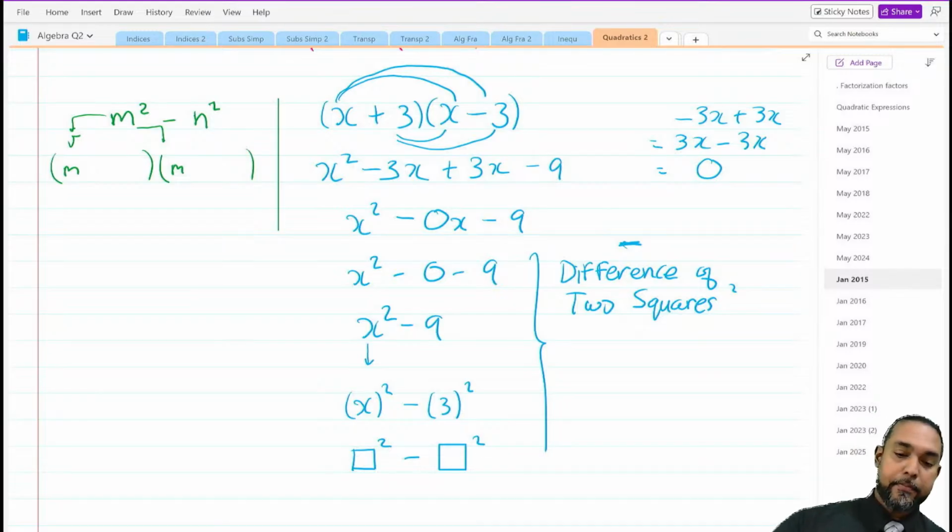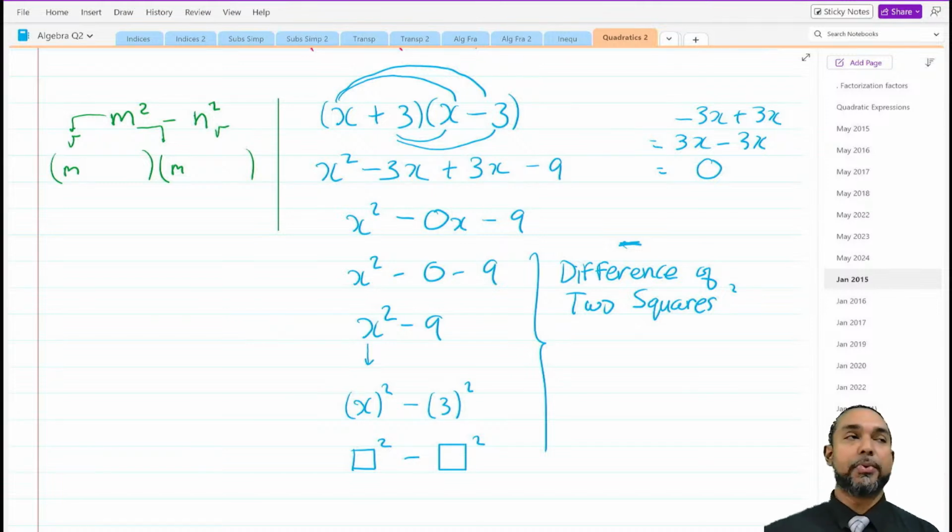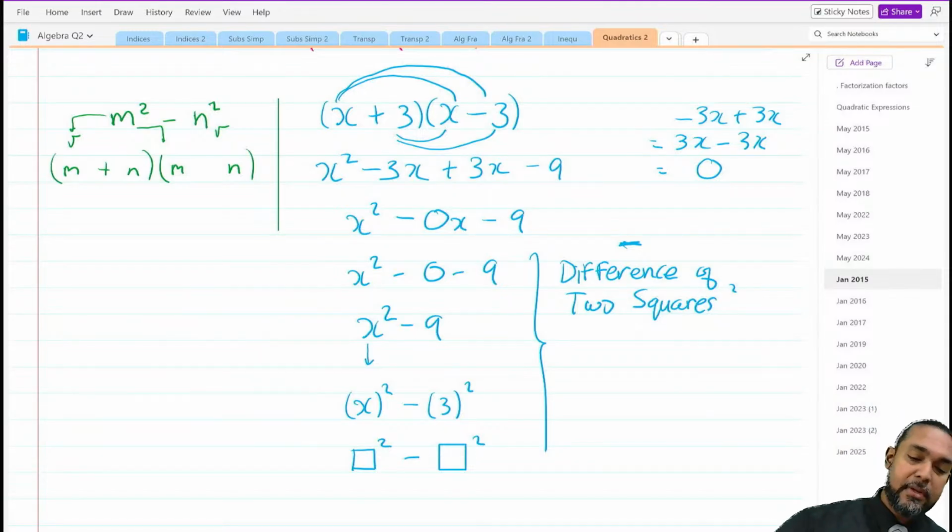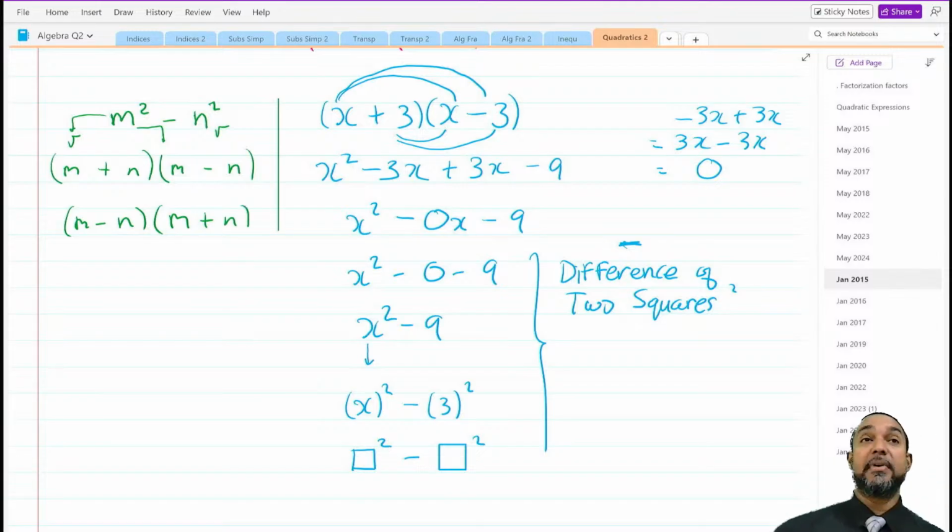Sorry. So after you find the square root of the first term, you put it first in the bracket. Then you find the square root of the second term. What's the square root of n squared? N, right? And then to cap it off, you put a plus in one bracket and a minus in the next one. You can put the minus in the front and the plus behind. It doesn't matter. Why? Because we're multiplying, and multiplication is commutative, whether you multiply a by b or b by a.